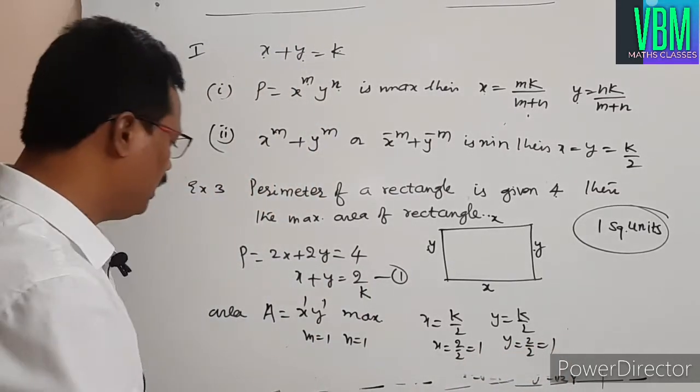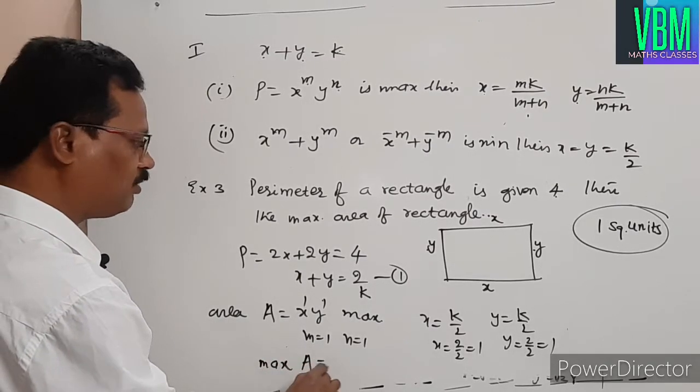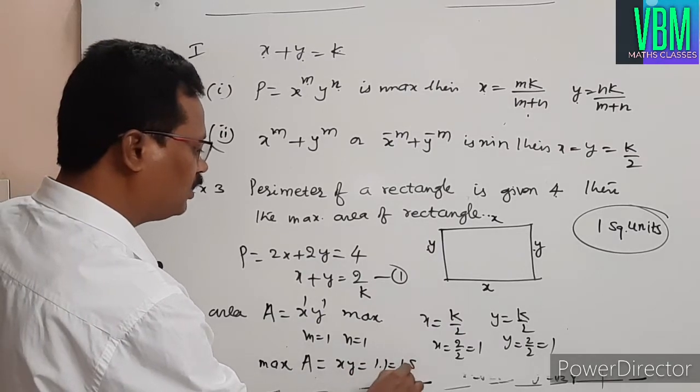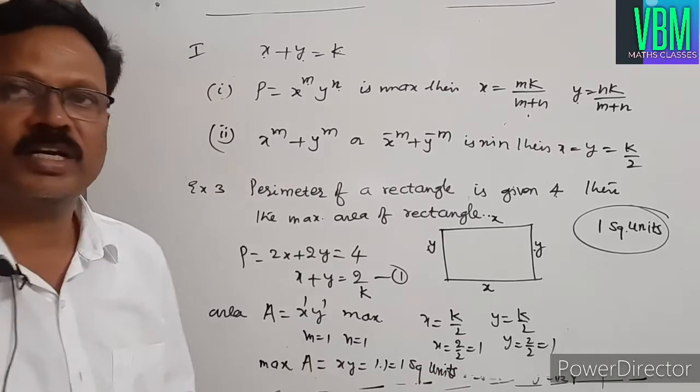We got x equal to 1, y equal to 1. Therefore, the maximum area A is equal to length into breadth, x into y, 1 into 1, 1 square unit. Therefore, this is the area of the triangle.